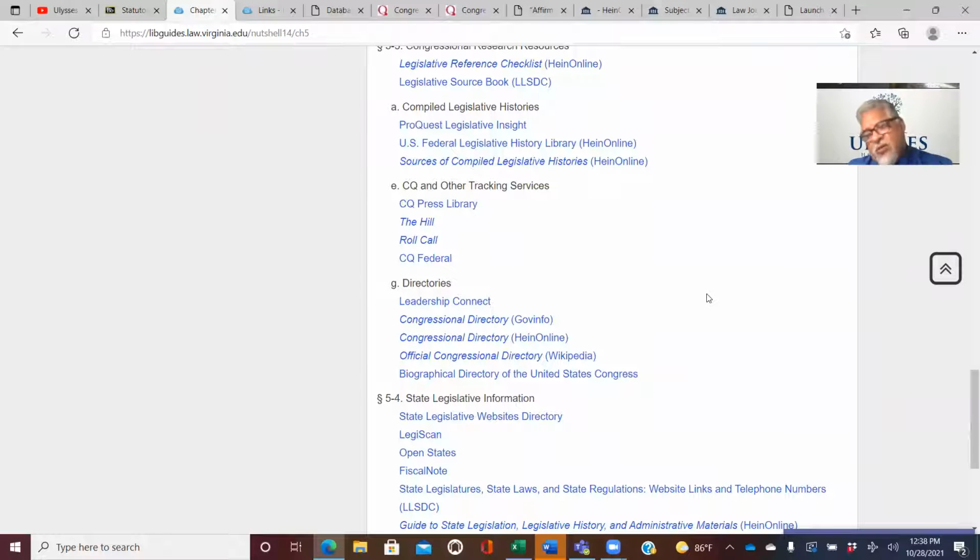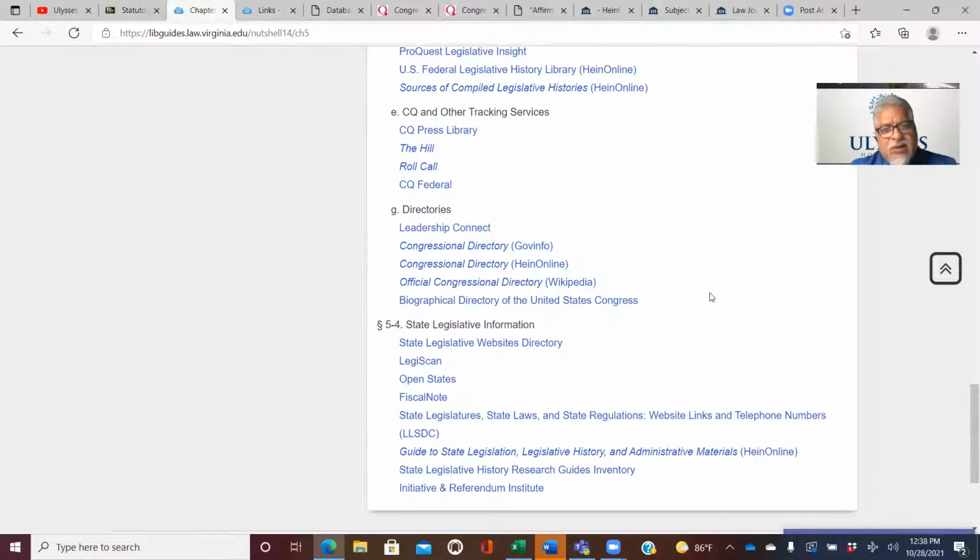For example, for the Affordable Care Act, there is a federal legislative history already compiled of how it progressed from one house to another, the Senate, and committees, etc. All the history of how it was promulgated. Okay, then Congressional Quarterly and other tracking services are available for you if you are keeping track of a particular bill.